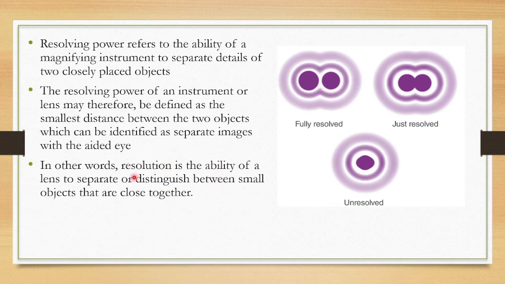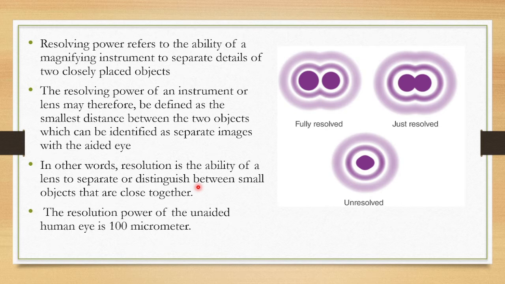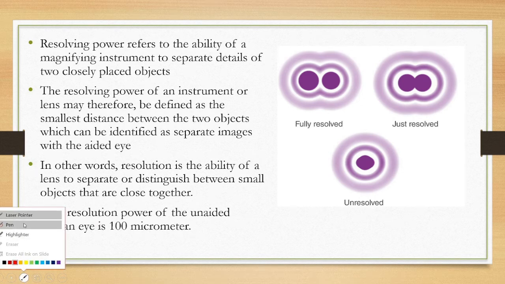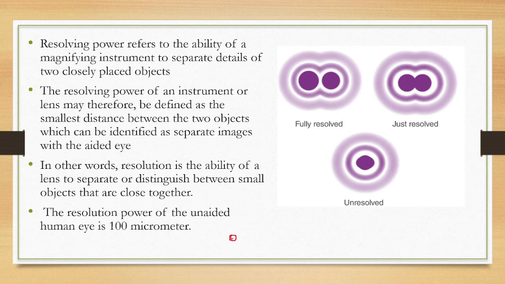So resolution is the ability of the lens to separate or distinguish between small objects that are close together. Normally the resolving power of the unaided human eye is 100 micrometer. That means if there are two objects, and the distance between these two is below 100 micrometer, then you cannot see them as two images.